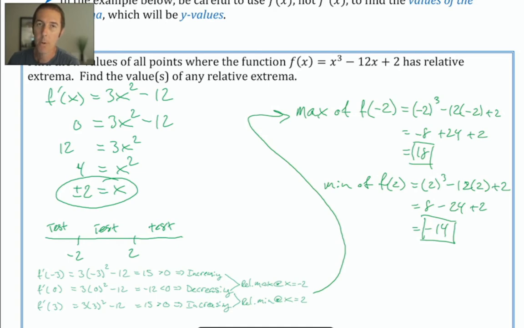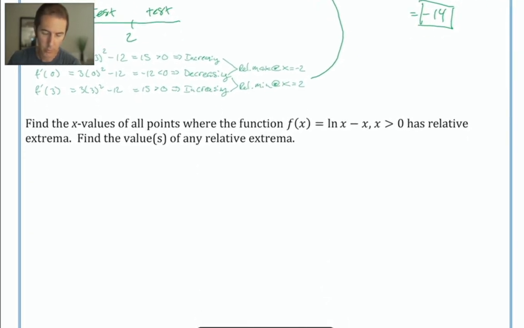The critical points are -2, 18 and +2, -14, x, y. Those are your critical points. Your critical numbers are -2 and +2. Your relative maximum is 18. The relative max is just the y value. The relative min is just -14. So some slight differences depending on what question is being asked. So making sure that you know the distinction between the questions will help you to answer correctly.